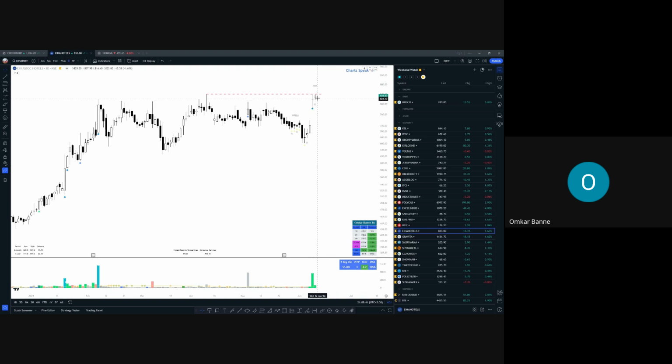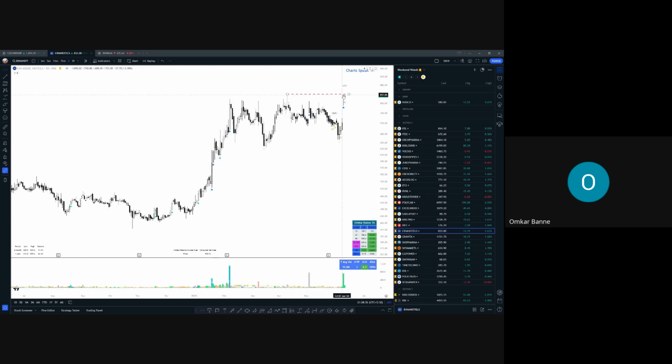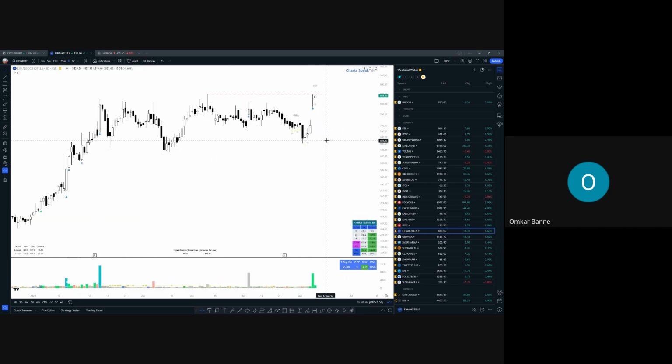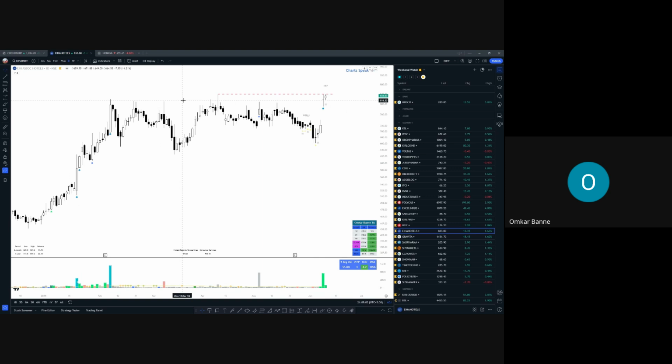So whenever such type of setups form, and if they don't break the low of this gap, this is the candle which created the gap, and if they don't break the low of this candle, then there is a good chance they will give us a move. And also you can have a look at this base. It's a loose base, I agree. It is not a proper sideways consolidation. It is a loose base. Some red candles are there. Stock is going up and down, up and down. But still, I'm just keeping this on my watch list for this gap.